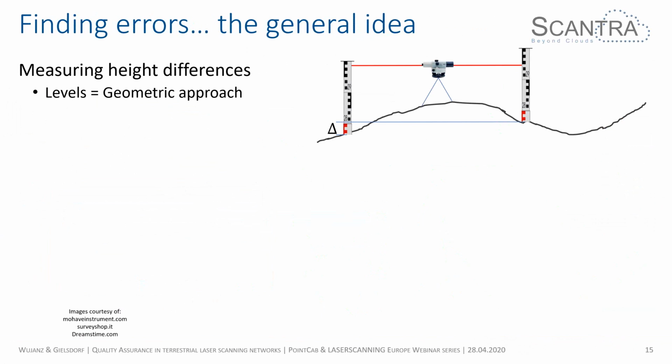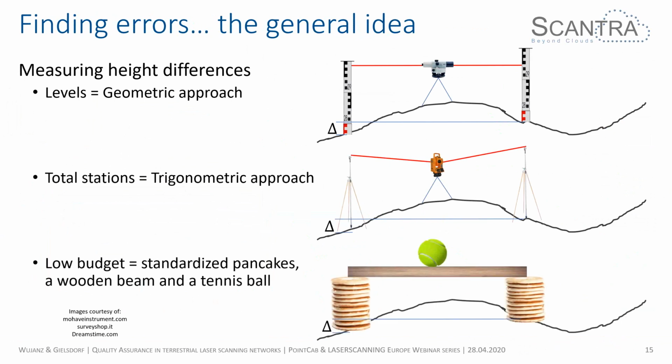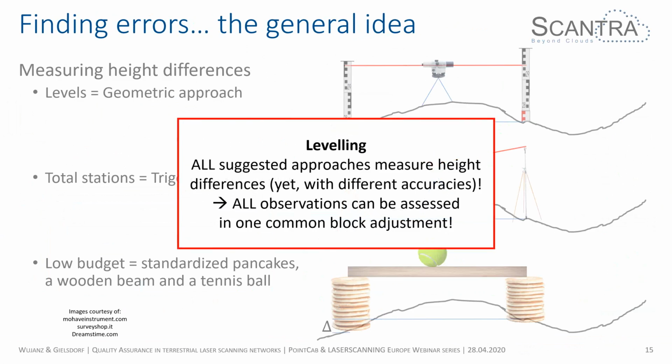Now I'm going to show you different ways of how to measure height differences. This is the most simple form of surveying. Usually you learn this in the very first semesters. If you've done this, you've experienced how to work with a level, which is the so-called geometric approach. You can also use a trigonometric approach to measure height differences. And if you're on an extraordinarily tight budget, you can also use a stack of pancakes, a piece of wood, and a tennis ball to check if the stack of pancakes is level. That may sound odd, but the point is, all of these three approaches measure height differences. Some more precisely, some less.